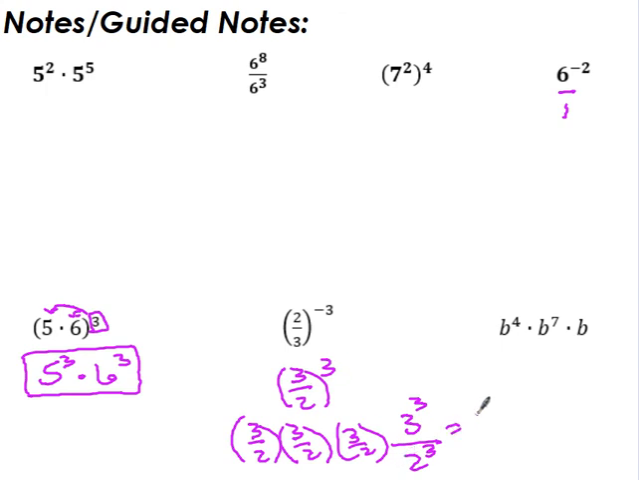This is one where we could actually solve it, because that would be 27. 3 to the third power is 3 times 3 times 3, which is 27. 2 to the third power is 8. So the answer is 27 over 8. Or 3 to the third over 2 to the third would be just fine.